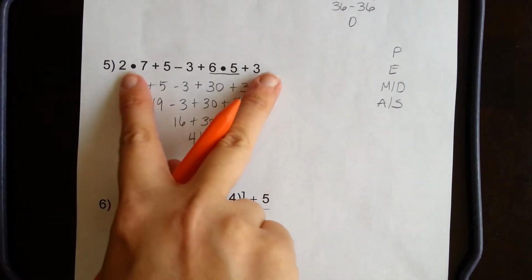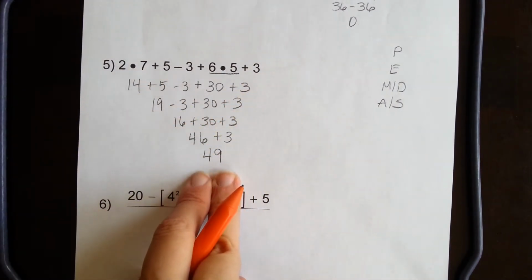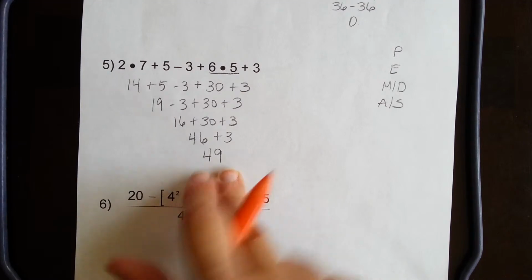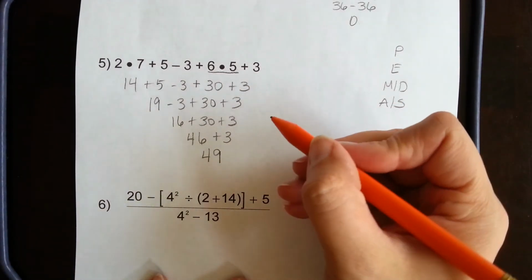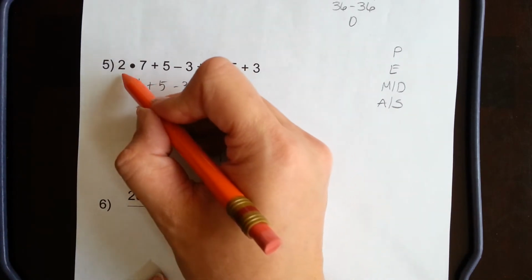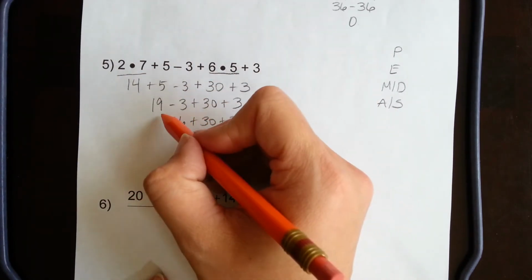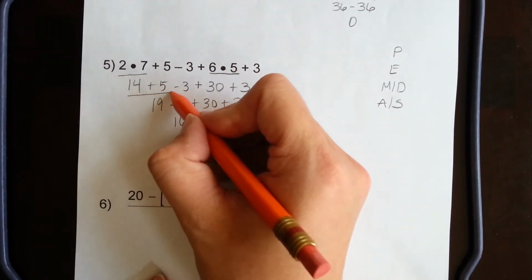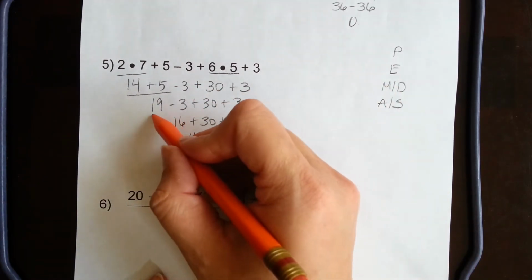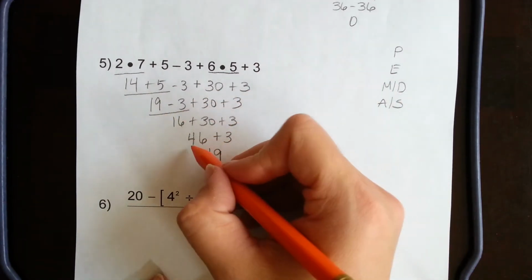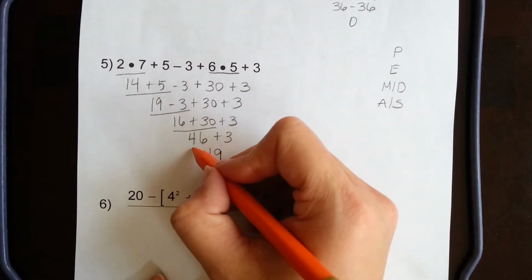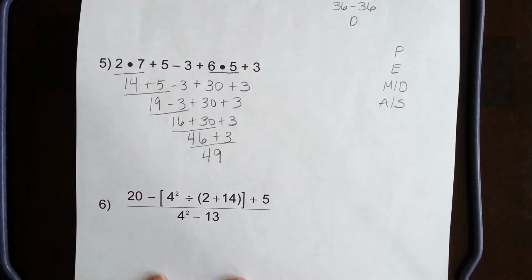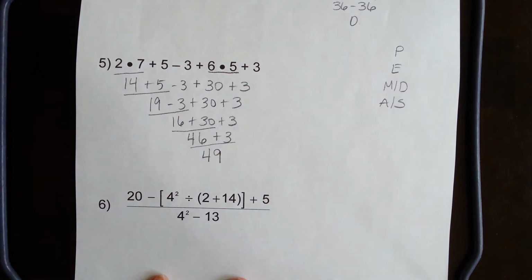Notice when we're working our problem, we're simplifying it and we're going all the way down till we have our final answer. We're showing each step so that if anyone was to look back at that, they could see where we got each number. The 14 came from the 2 times 7. The 19 came from the 14 plus 5. The 16 came from the 19 minus 3. 46 came from the 16 plus 30. And the 49 came from the 46 plus 3. They can tell exactly what step it is that we did every step of the way.